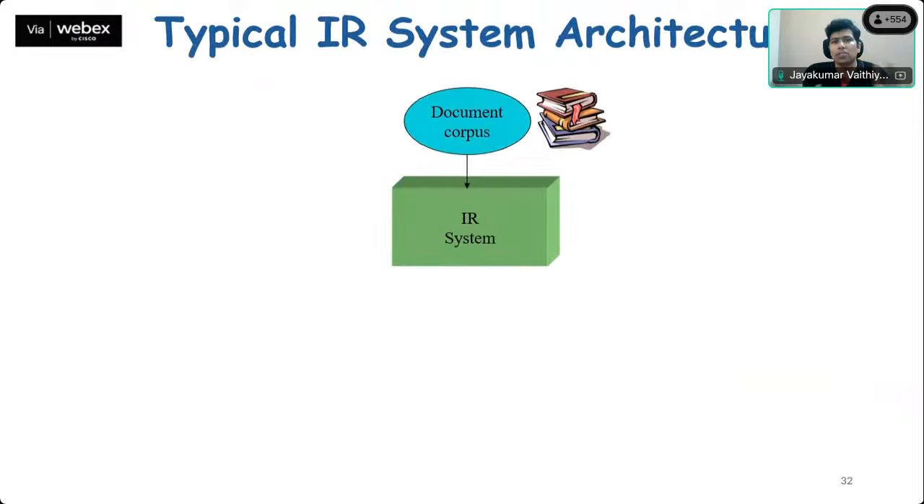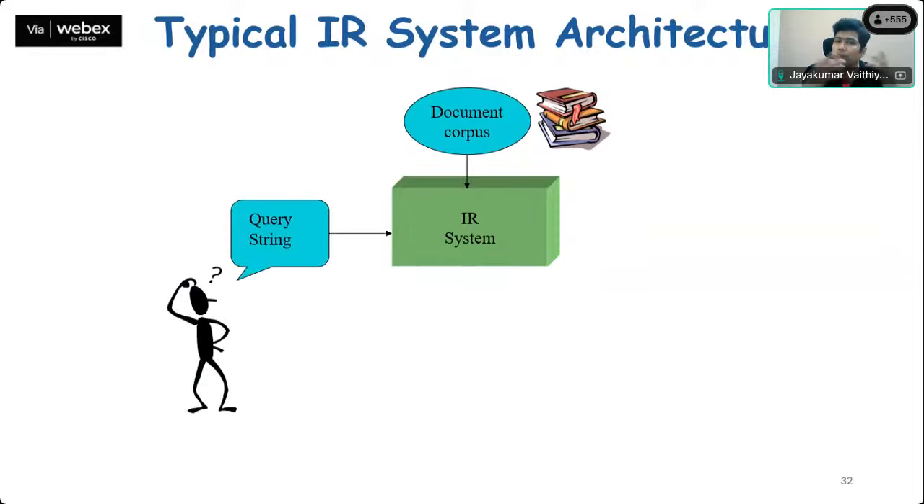So you can look at what the basic architecture of an IR system is. The IR system retrieves most of the information from a document corpus, from the data center, you can imagine. So it is a data center. From the data center, you don't know how to access the data. What do you do? You just formulate a query string and send your query through Google, right?